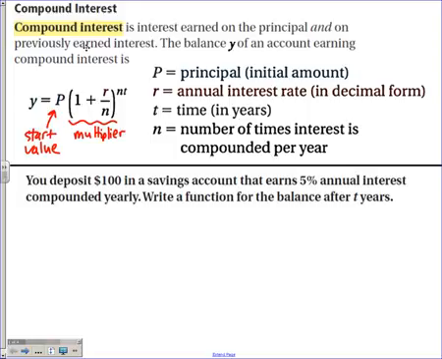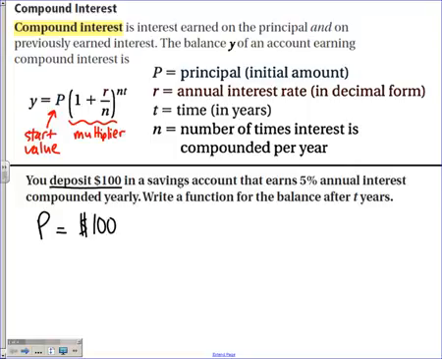So our first example says you deposit $100 in a savings account that earns 5% annual interest compounded yearly. Write a function for the balance after t years. Before we start writing the equation, I want to identify all of our variables that we know. The first thing we know, our principal, is our starting amount of money, which is how much we deposit. That would be $100.